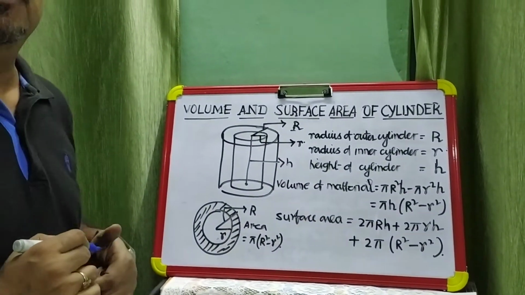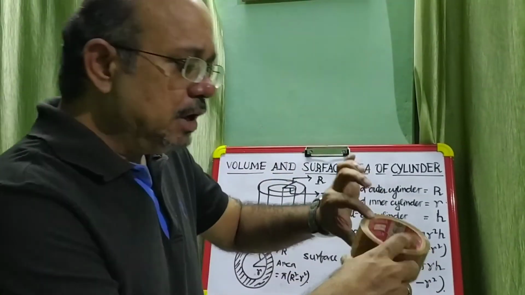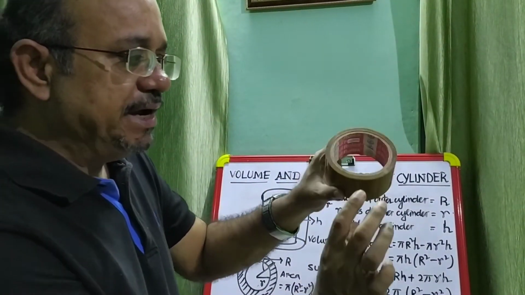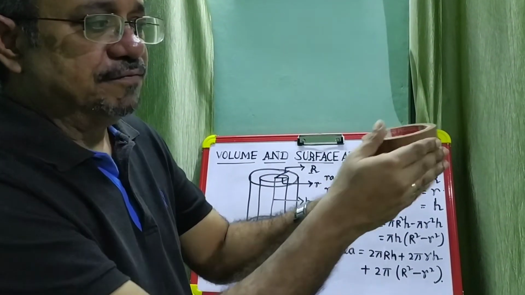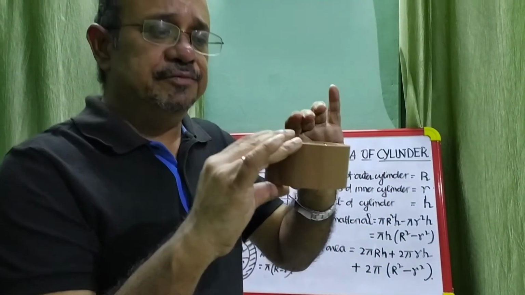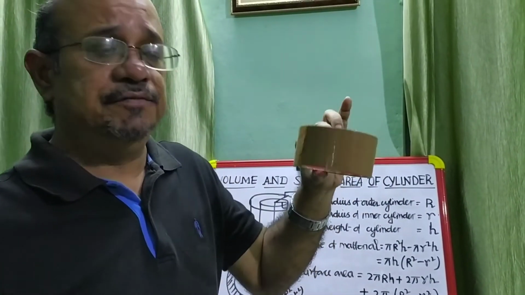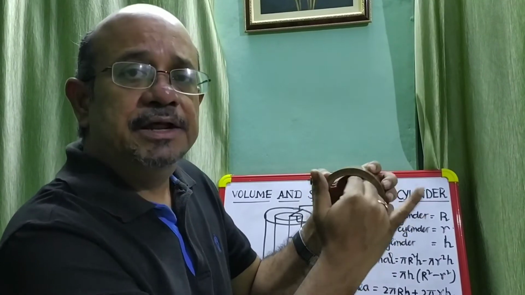What will be the volume of the material of the hollow cylinder? Look, in which part is the material present? The material is present only in this part of the cylinder. This part is hollow. So the volume of the material of the hollow cylinder will be the volume of the outer cylinder minus the volume of the inner hollow part.